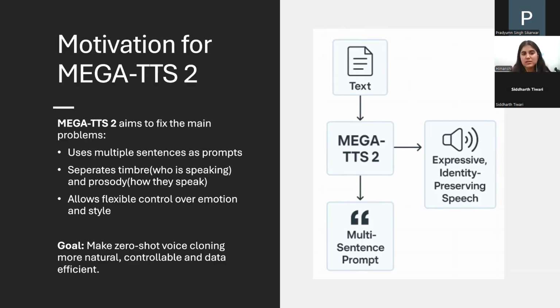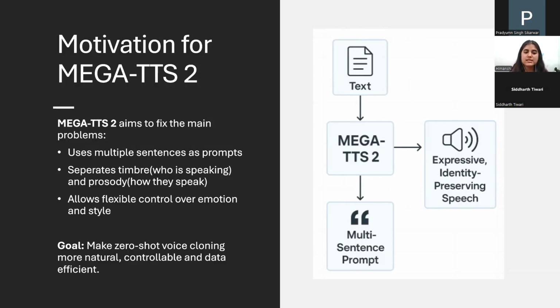And with the current systems that we are using, like zero-shot TTS, that's really hard to do. So researchers came up with the idea of Mega-TTS2, which was created for resolving these issues. First, it lets the system listen to multiple sentences, not just one, so that it can understand the voice better and identify the voice identity better.